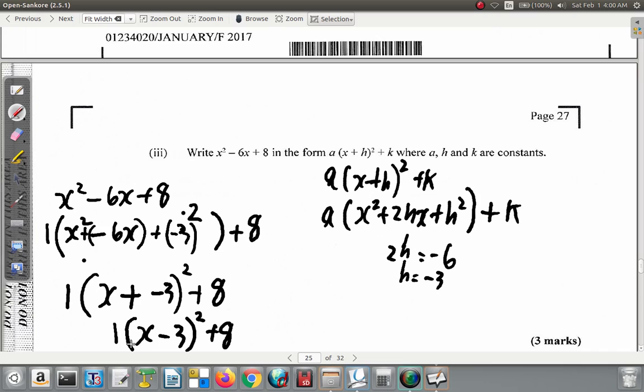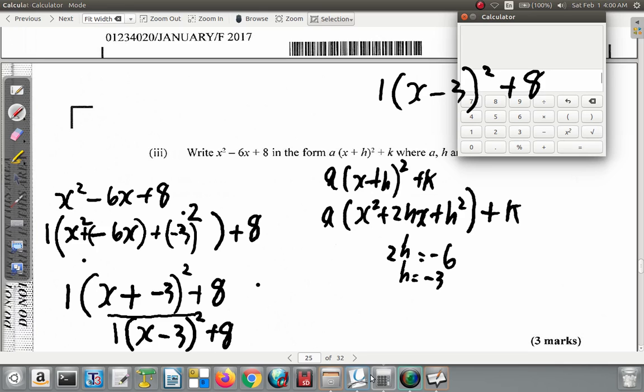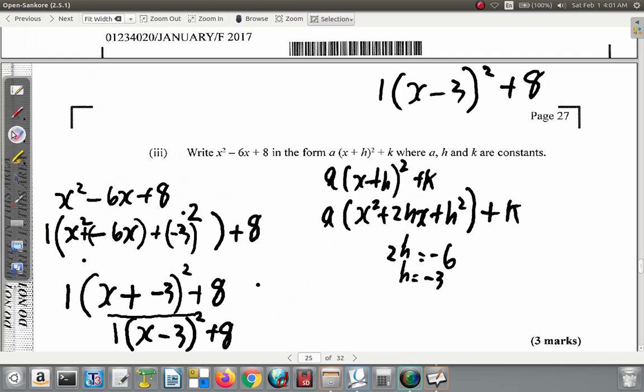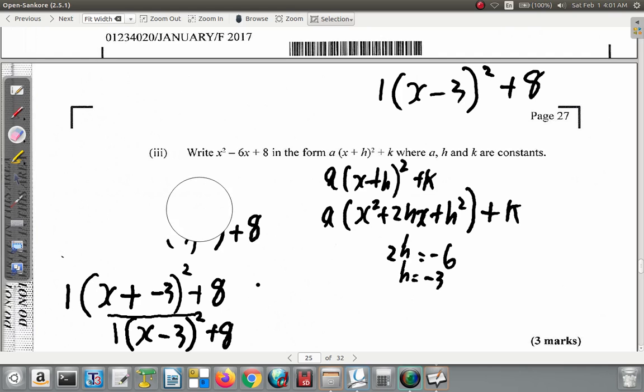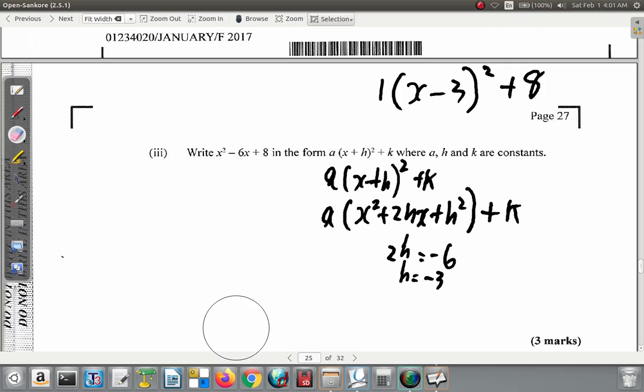Let's test it. Does it really work out? This is the answer we have. Let me put it up here: 1 times (x minus 3) squared plus 8. Would it really work if we expand the brackets? I'm not using the calculator. It's the eraser that I want. Let's expand the bracket and see if this would really work out.